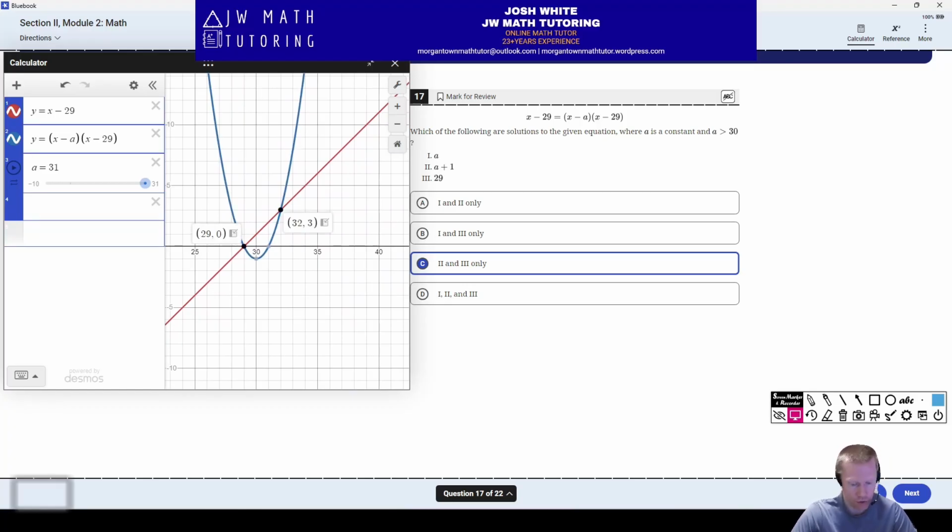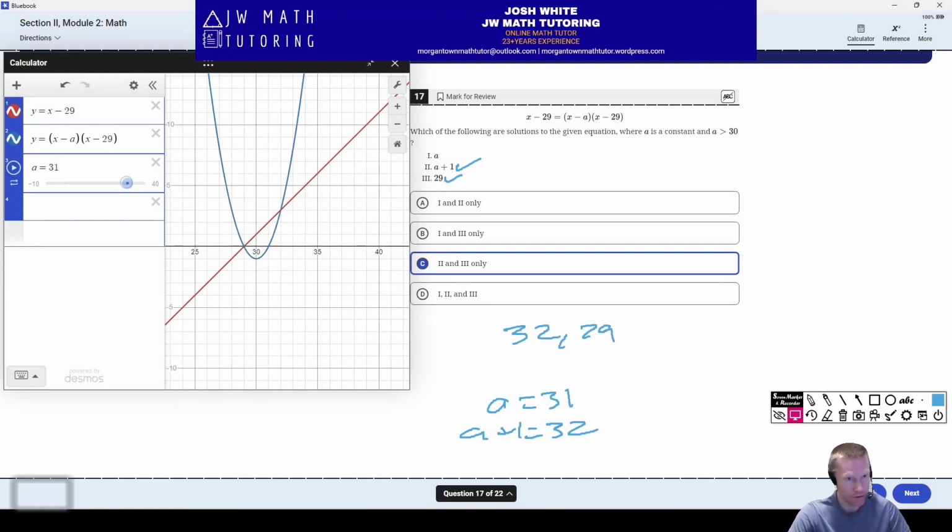Okay, I have 32 and 29. So right off the bat, 32 and 29. So it looks like 29 is going to be one, since I see it at least for this example. And now what is 32 relative to A? Because if A is 31, then 32 would be just A plus 1. So it looks like it's these two, but let's just move the slider and confirm.